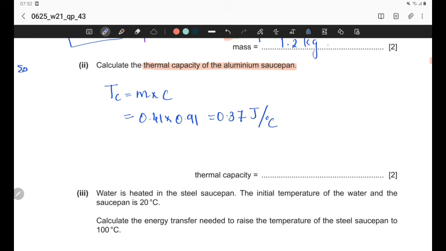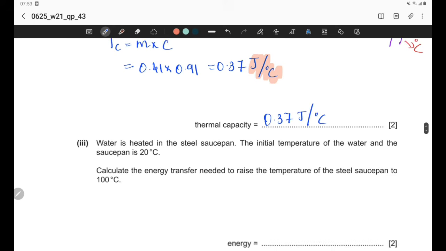We can memorize this unit by the definition of thermal capacity: thermal capacity is the energy required per temperature increase. So the unit of energy is joule and the unit of temperature is degree Celsius. By combining these, joule over degree Celsius is the unit of thermal capacity. Therefore, 0.37 joule per degree Celsius is the answer for thermal capacity.